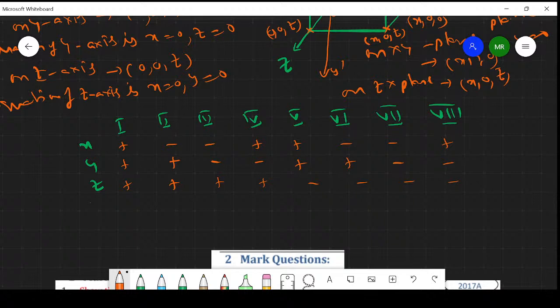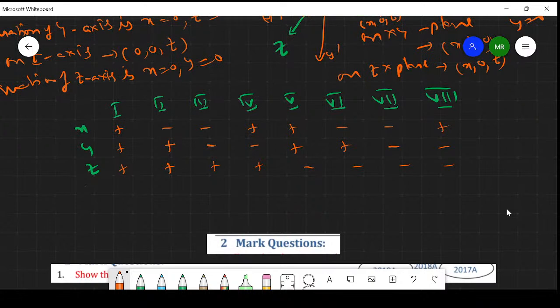Sometimes they will give a one mark question: name the octant in which the point (4, 2, minus 5) lies. Which octant does it belong to? Looking at the signs vertically, plus plus minus, this is the fifth octant. So plus plus minus means fifth octant. I can write fifth octant.